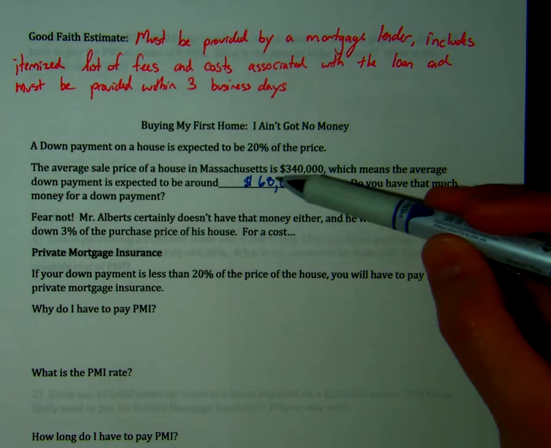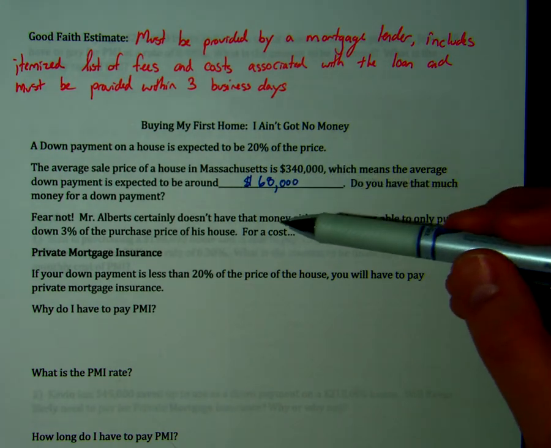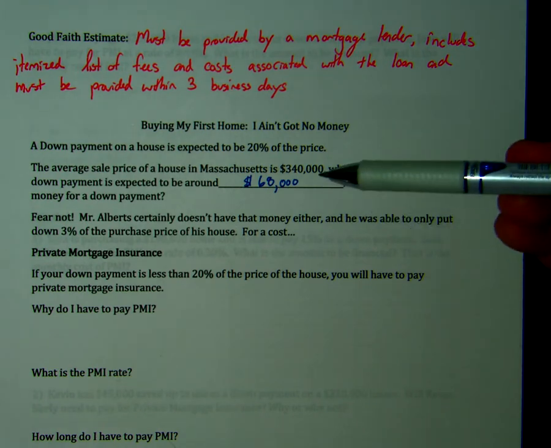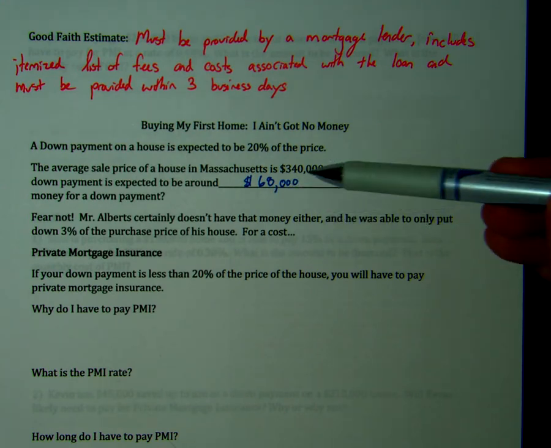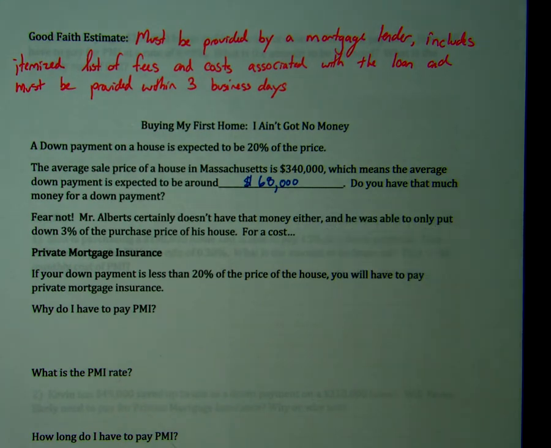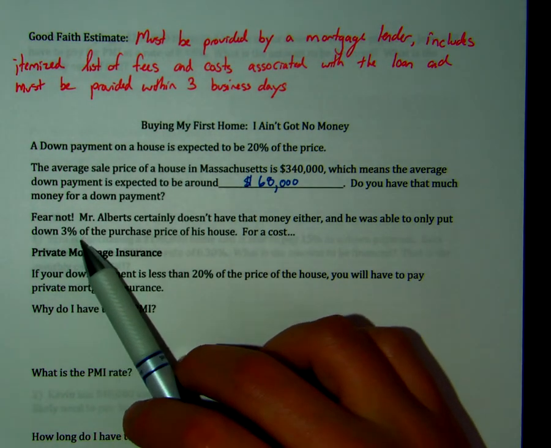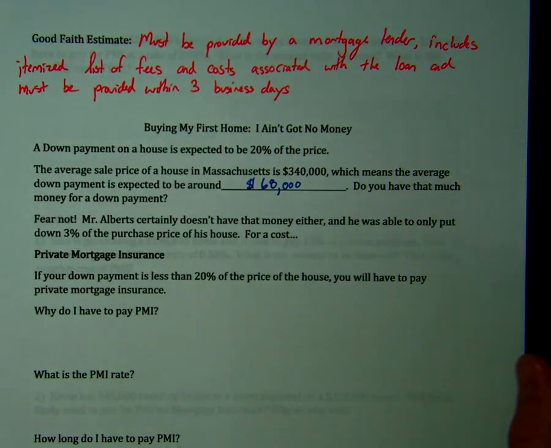Now, this is the average Massachusetts home price. Buying your first home is probably not going to be this expensive. I bought my home for about $189,000. So it's still a lot of money, just not quite this much. So $68,000. Who has that much cash? Well, I certainly didn't. So I paid about 3% down for my home, for my $180,000 home, not 20.